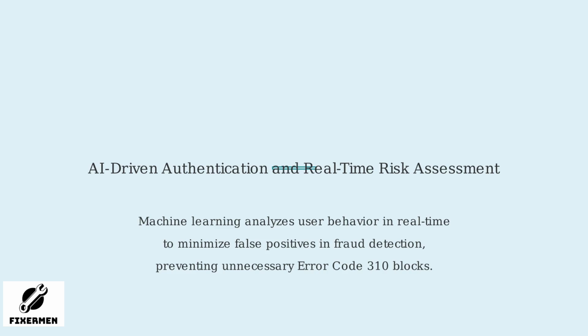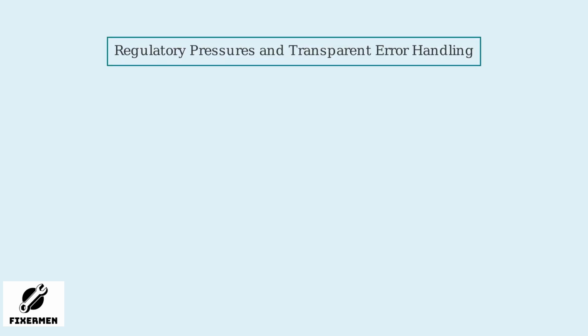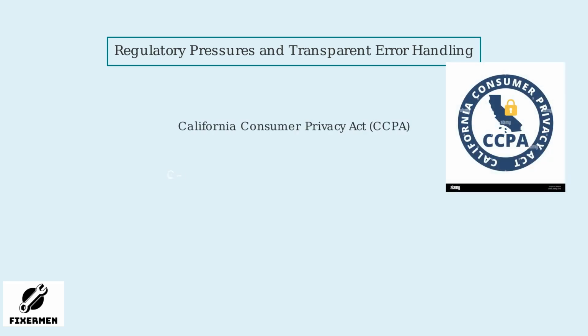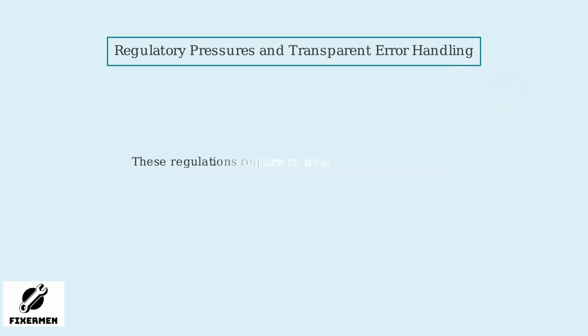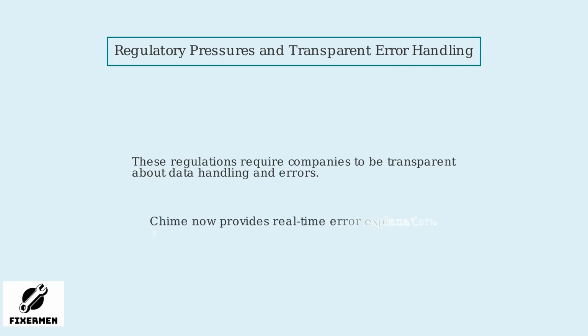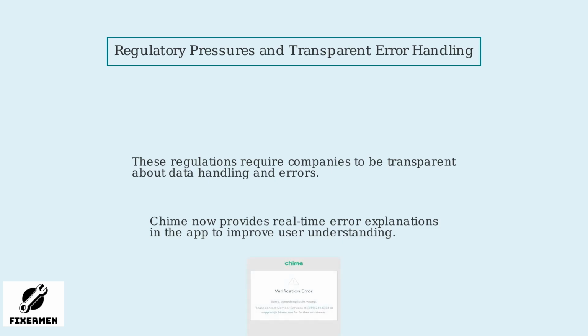protection against threats. Regulatory pressures from laws like the CCPA and GDPR are driving fintech companies to improve how they handle errors for users. Two key regulations pushing for better practices are the CCPA in California and the GDPR in the European Union. These regulations require fintech companies to be transparent about how they handle user data and resolve errors. As a result, companies like Chime now provide real-time explanations for errors directly within the app, helping users understand what went wrong and how to fix it.